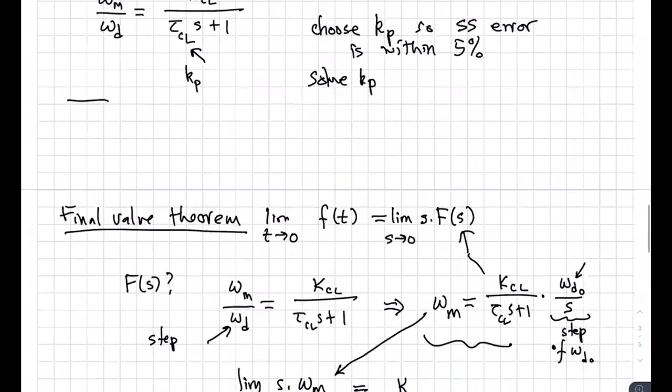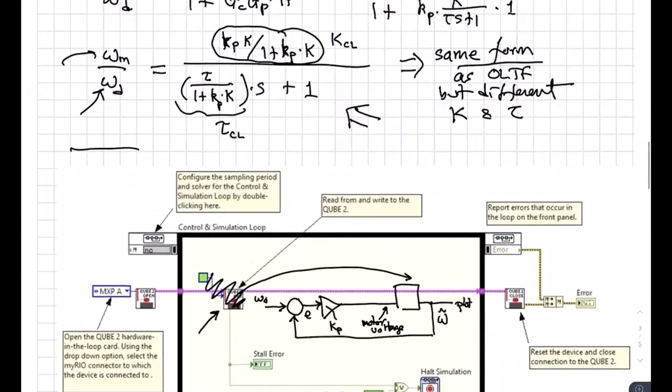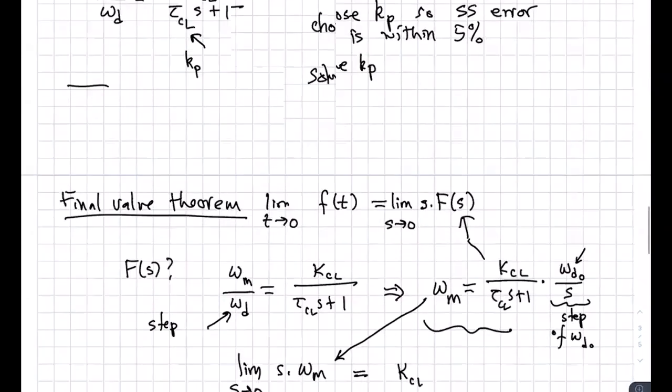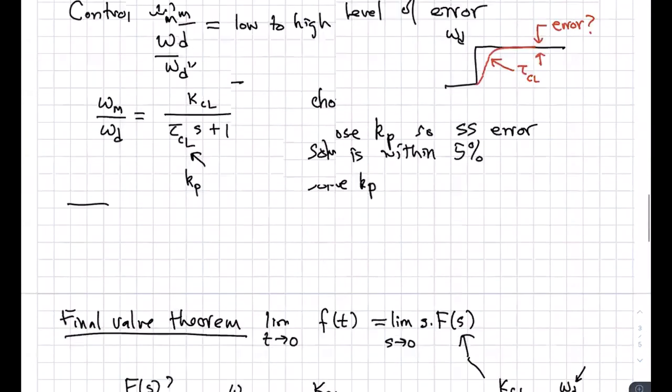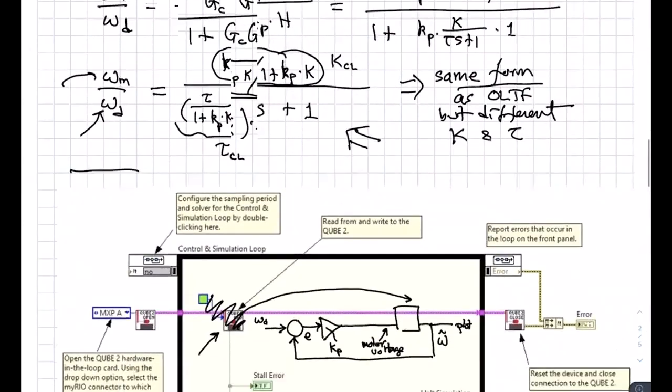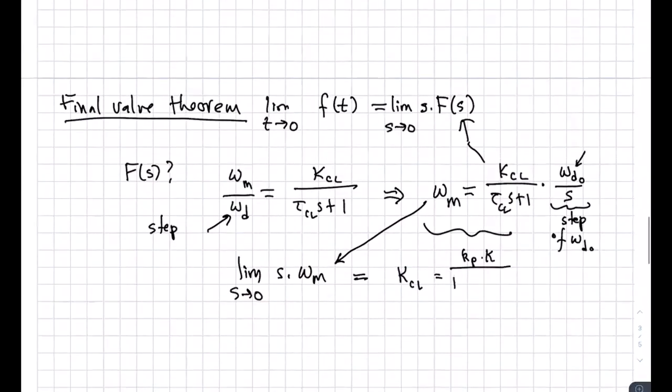And remember that K CL is given up above. Let me just go up there so you can see it again. There it is, yeah. It's equal to KP. Is it KP times K? Dog it, I forgot, sorry. Yeah. It's KP K over 1 plus KP K, so 1 plus KP over K. Right? You want this guy to be, say, 0.95, right? So you can then solve for KP.